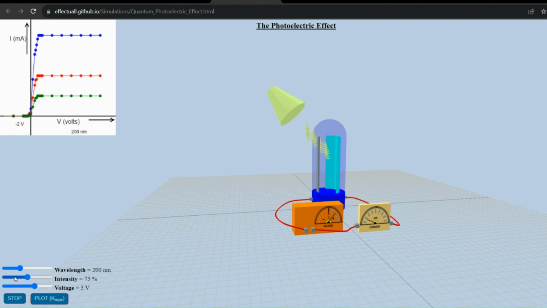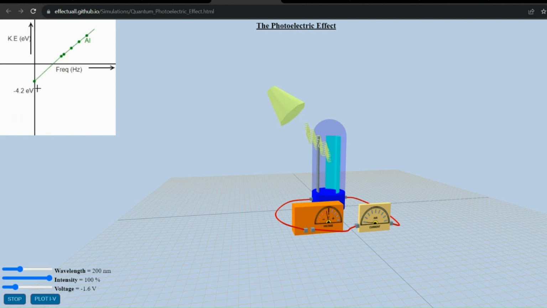A typical IV plot for the photoelectric effect is shown here. Adjust the voltage slider to see how current varies in the circuit. From the IV plot, the stopping potential is determined. The stopping potential, or the maximum kinetic energy, plotted for different frequencies gives the work function.